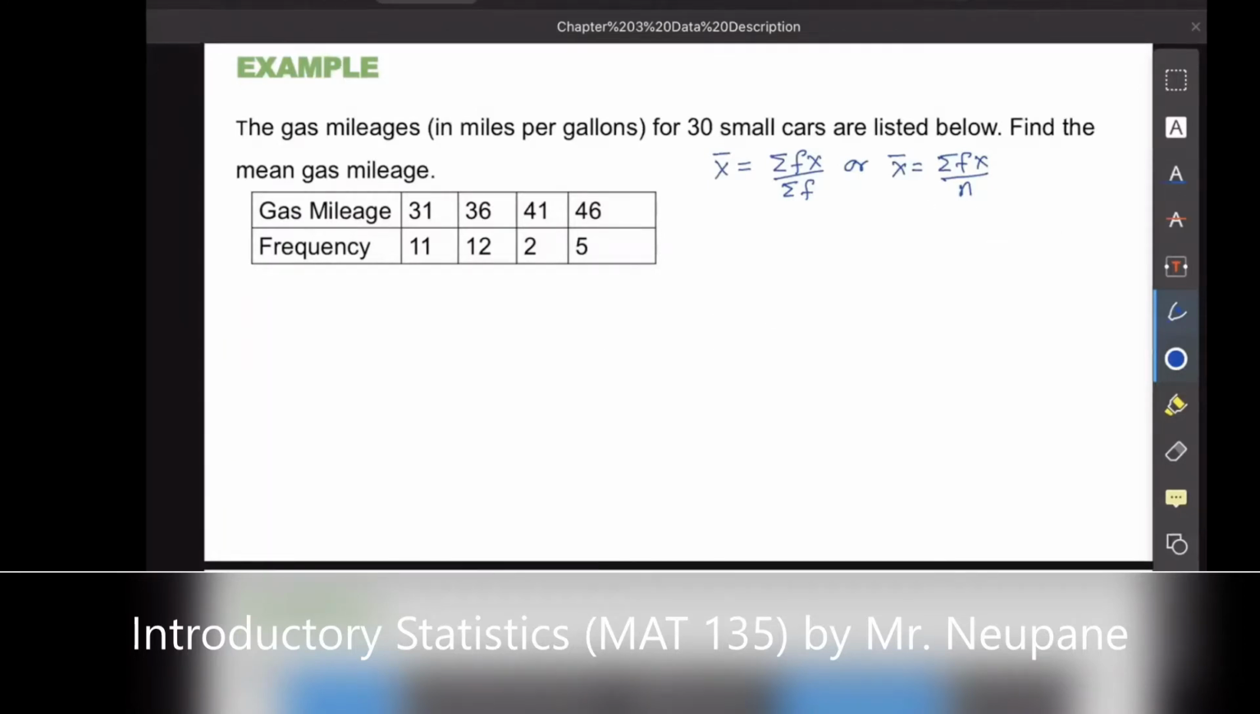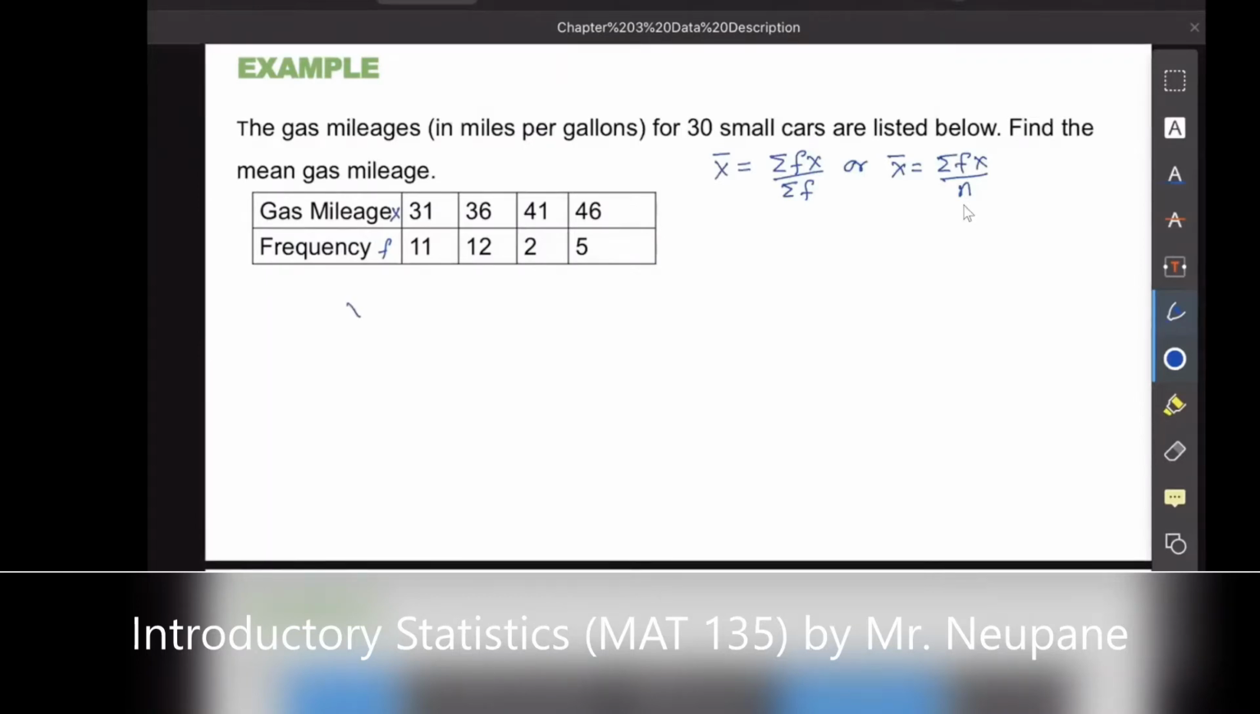So what we need is this summation, meaning we are adding. We need to add the product of f times x. But if you look at this table, we have the gas mileage, which is x, and the frequency, which is f, but you don't have f times x. So first we need to find f times x in the table, and then divide it by n.